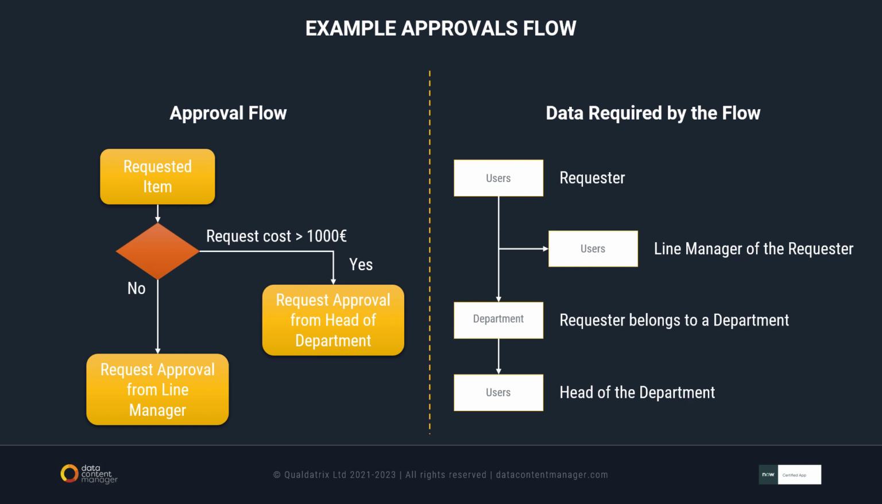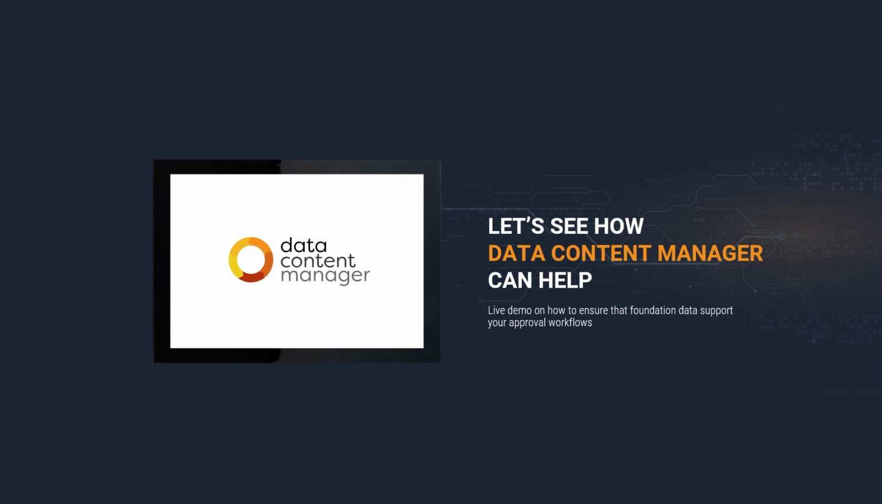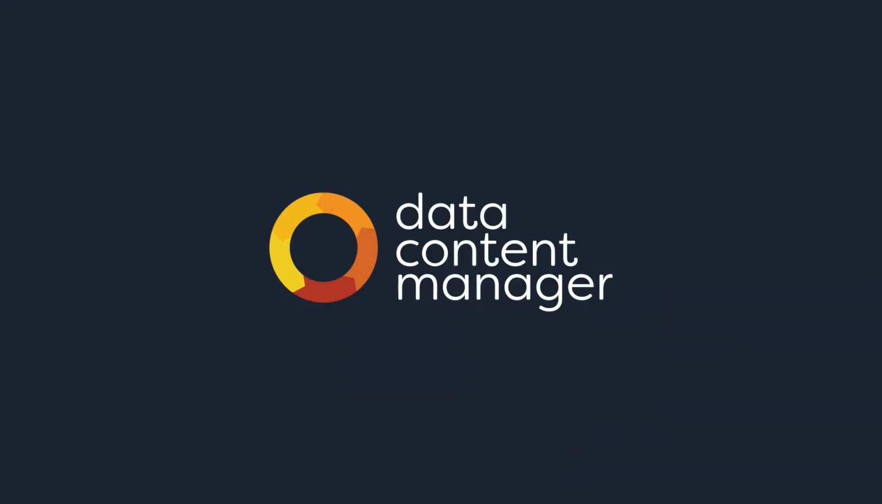So are you going to then show us what to do about this? How do you get this data into shape? It's obviously important. Yeah, let's use this approval example to show how a data content manager can help you maintain data and make sure that you have all these required relationships in place. So if we switch over to the demo.